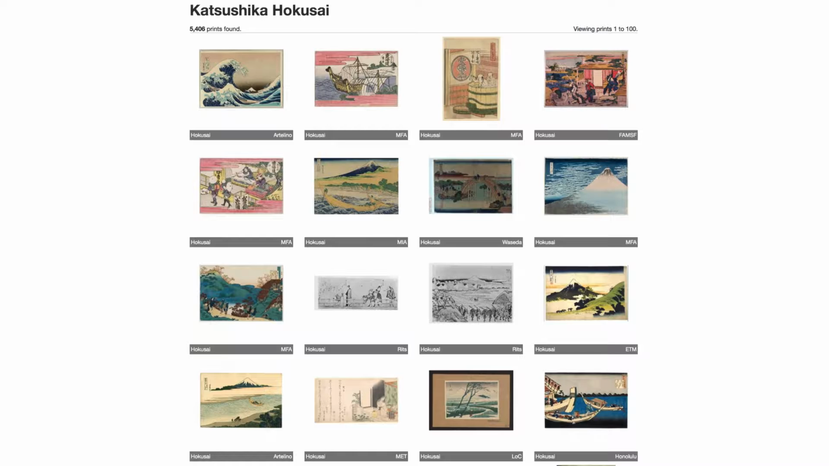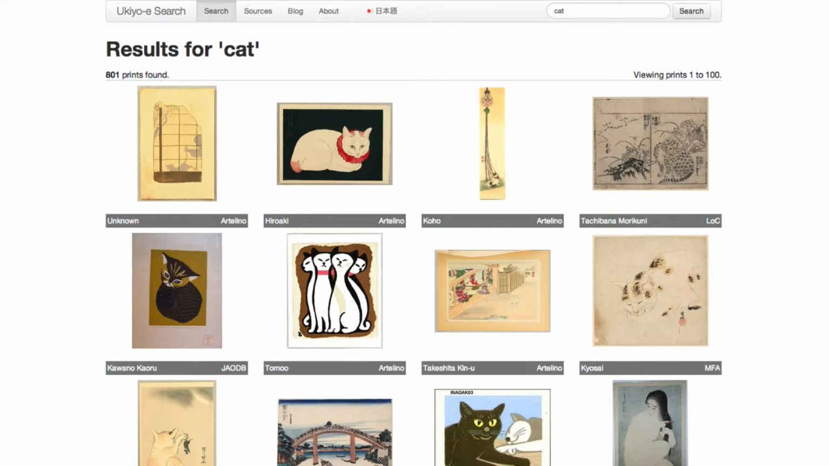Just looking here, there's prints coming from Ritsumeikan, Minneapolis, the Museum of Fine Arts in Boston, all sorts of institutions. Now, additionally, in the site, you can also search for text. This is dependent upon what information the institutions have provided. So in this example, you're searching for a cat. It's finding all the prints that mention the word cat somewhere in the title or description.